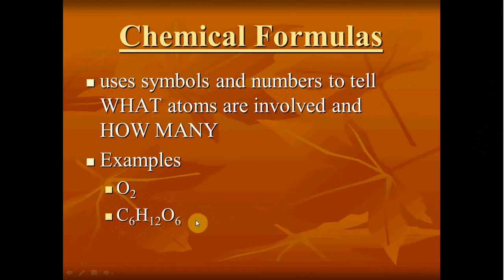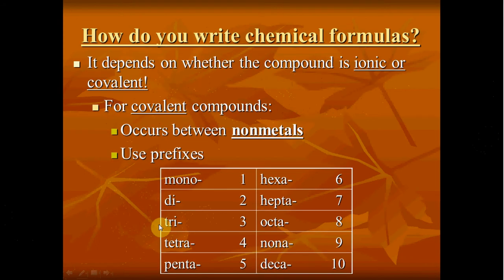So we're not going to spend too much more time going over this because we already talked about that last chapter. So I think we're good here. The big thing is just remember that this little number down here is called a subscript. All right, so how do you write these chemical formulas?